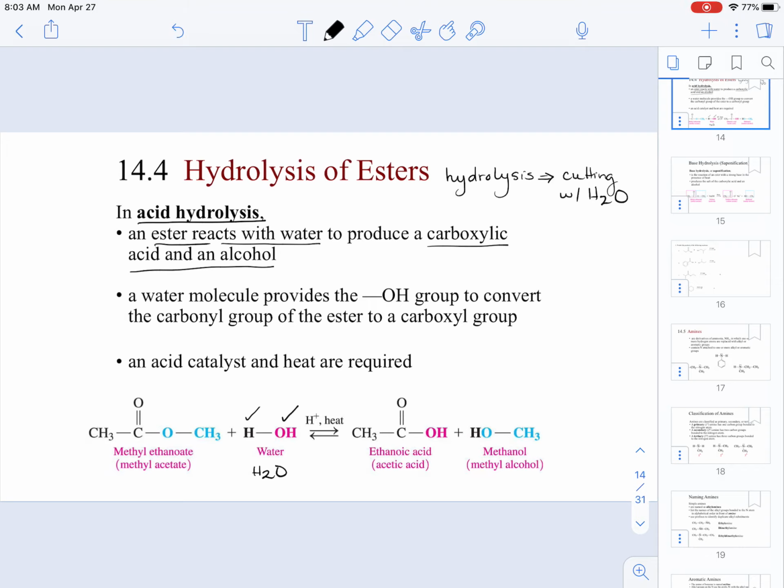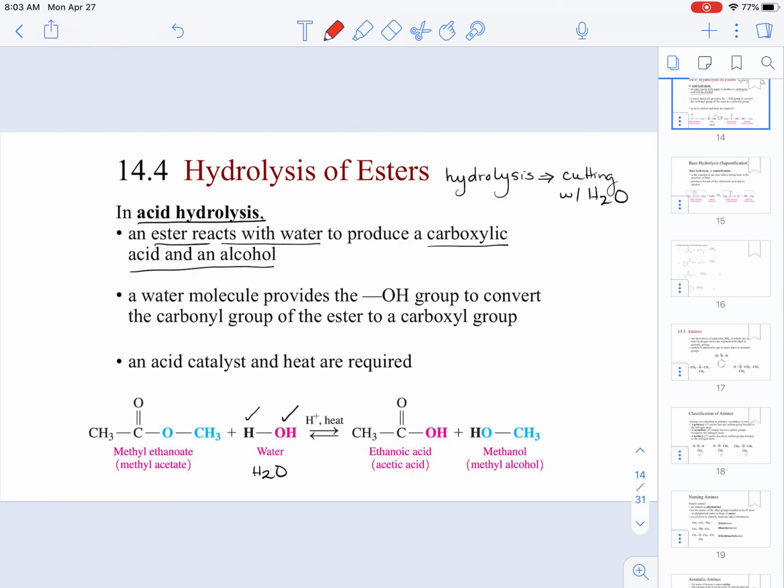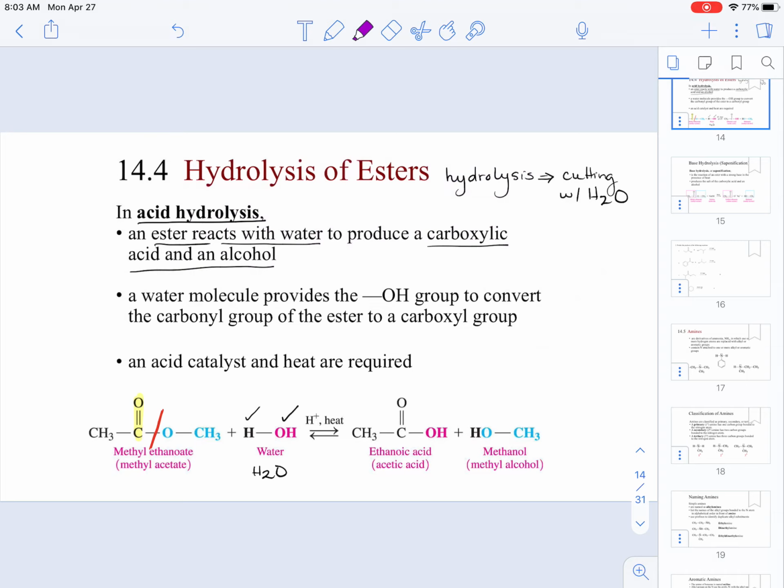So every time we're doing acid hydrolysis of an ester, you should keep in mind that the actual split of the molecule is going to be occurring between the bond that is a C double bond O, I'm going to highlight it, and the single bond oxygen with its alkyl group.